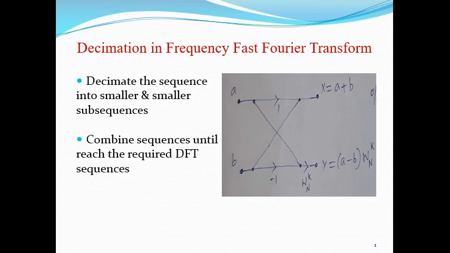The x DFT point can be found according to the plus 1 values present in the basic butterfly diagram. So x is a plus b, then y is equal to a minus b into the twiddle factor value w n to the power k. So y can be calculated according to the value minus 1 present in the basic butterfly diagram.